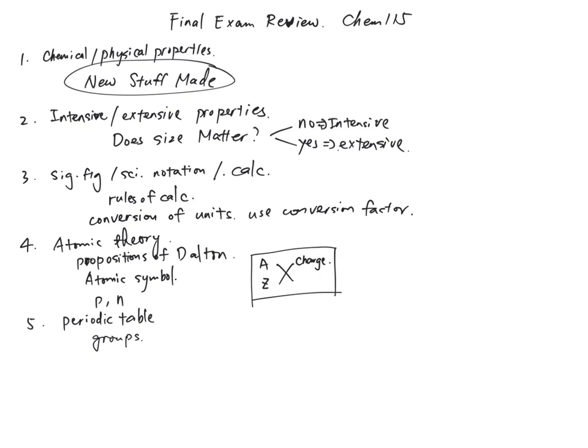And then we also mentioned the concept of isotopes. Same element, same atomic number, different mass number or different number of neutrons. The majority of the elements on the periodic table have different types of isotopes.